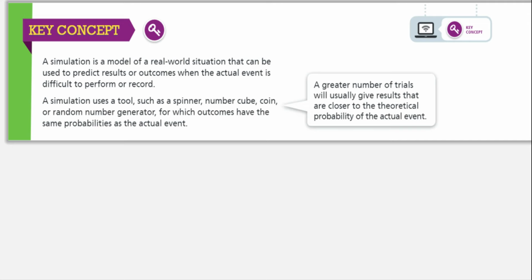All right, and we are going to go over section 7.7, simulating compound events. So let's read the key concept here. A simulation is a model of a real-world situation that can be used to predict results or outcomes when the actual event is difficult to perform or record.